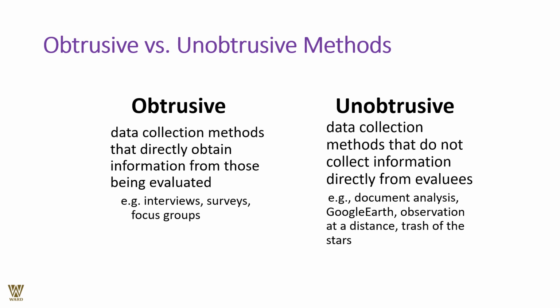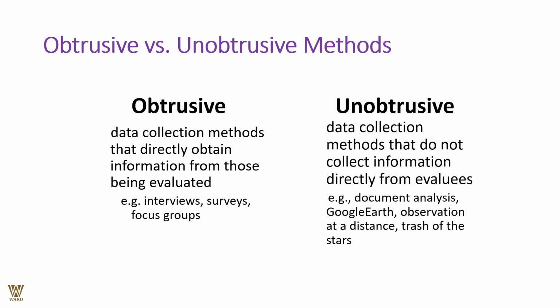Unobtrusive and obtrusive methods. Obtrusive methods are when the data collection method actually obtains information from those who are being evaluated, let's say interviews, surveys, focus groups, so people know that data is being collected and they are the sources of information. Whereas with unobtrusive methods, people do not know when, but they are providing data altogether. So they do not collect information directly from the evaluated.